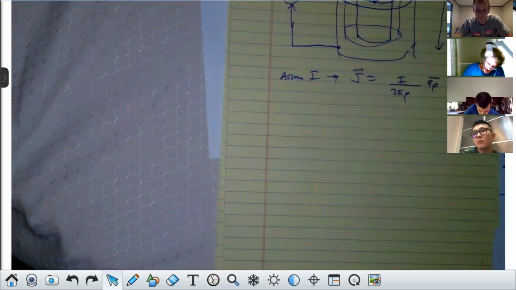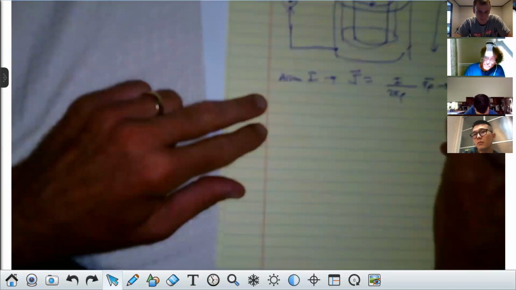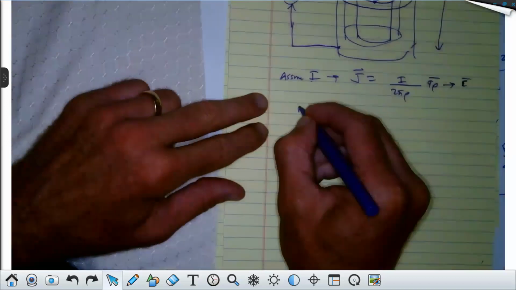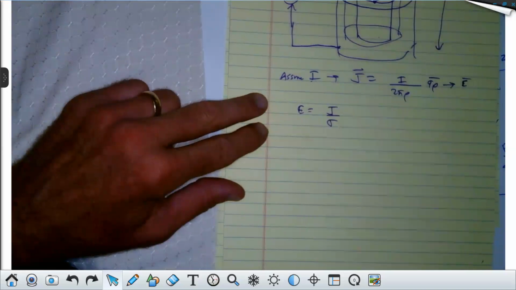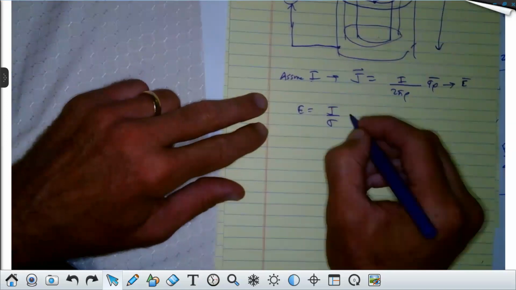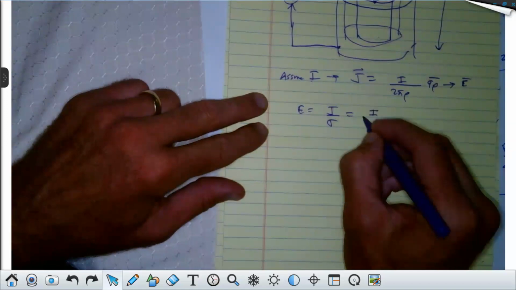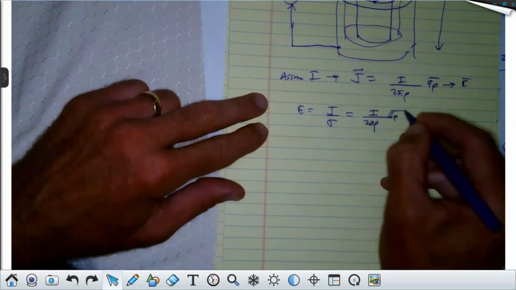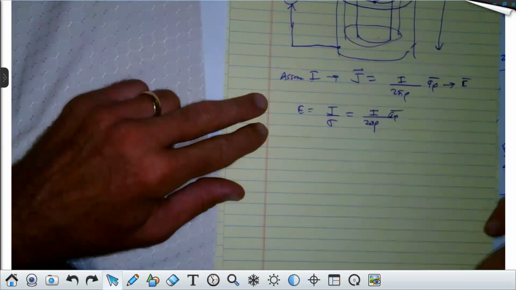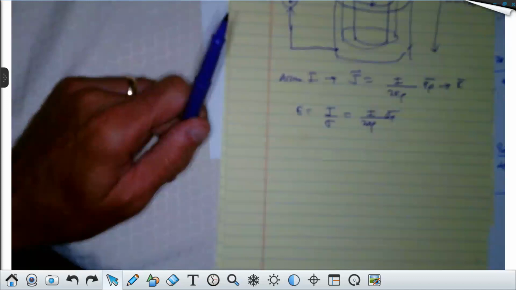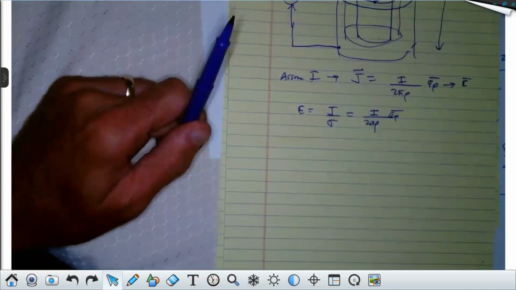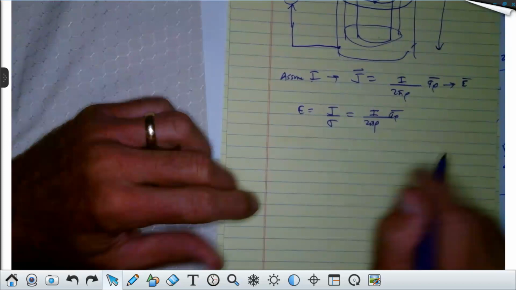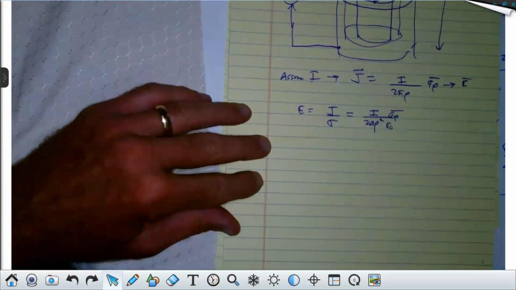Now, after I have J, I need to get E, right? And I know E is equal to J divided by sigma. Everybody agree with that? It's the current density over sigma because sigma E is J. So that's J, it's I over 2 pi rho, a rho. And sigma for this one was what? It was 10 to the third times rho, correct, class? So I'm just going to use sigma naught down there. And this would make that rho squared. I'm going to just leave it as sigma naught. Y'all see that?